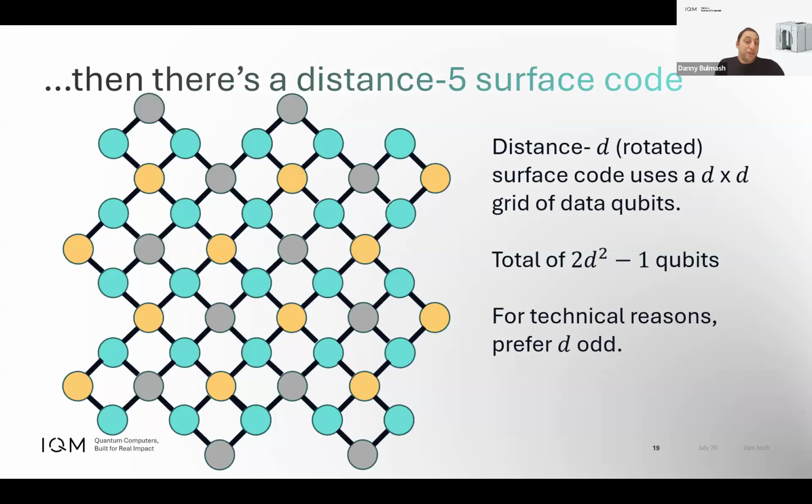then maybe that means there's a distance 5 surface code. And indeed there is. All we have to do is grow this grid. So for any d, there's a distance d surface code that uses a d by d grid of data qubits. So here we have 1, 2, 3, 4, 5 data qubits, and then we connect them up with syndrome measurements in this alternating fashion that you can see here. And in total, to combine the data and the ancilla qubits, this requires 2d squared minus 1 qubits. And for technical reasons, we prefer that d is odd. There are a few weird technical limitations and also undesirable features when d is even.